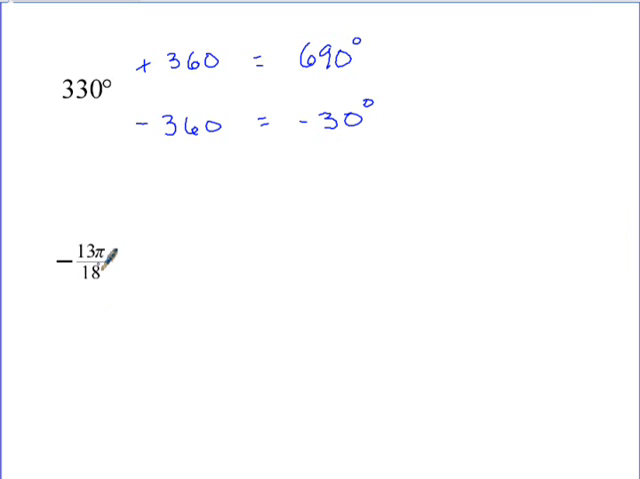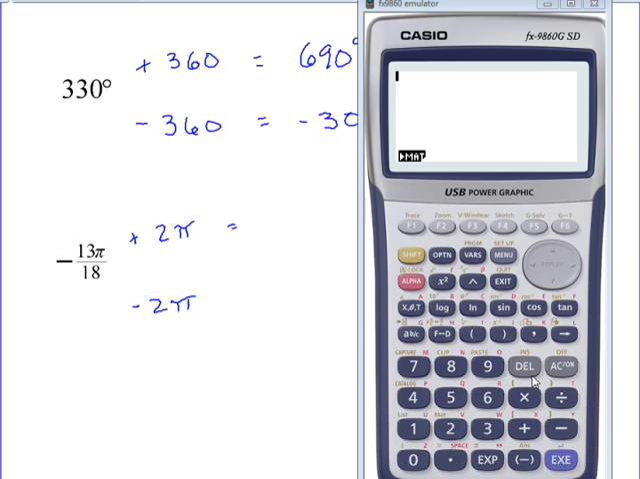Alright, we can do the same thing with radians. So here I have negative 13 pi over 18. On the one hand, I'm going to add 2 pi, and then I'm also going to subtract 2 pi to get my coterminal angles. I'm going to show you here how I'm doing these calculations with radians.